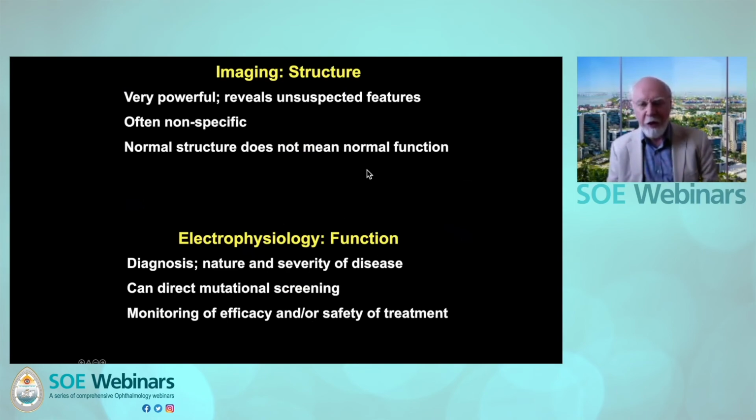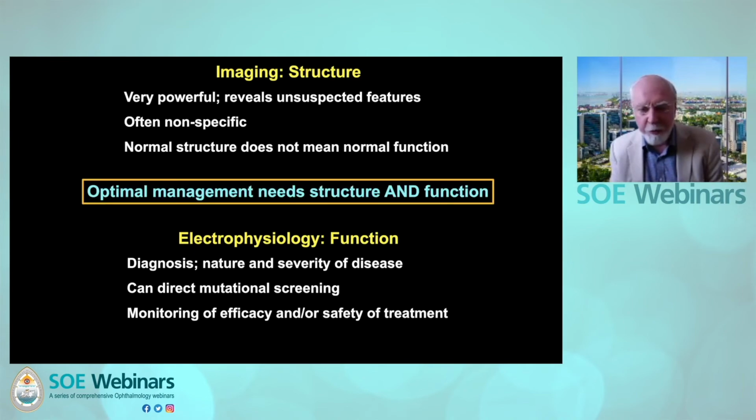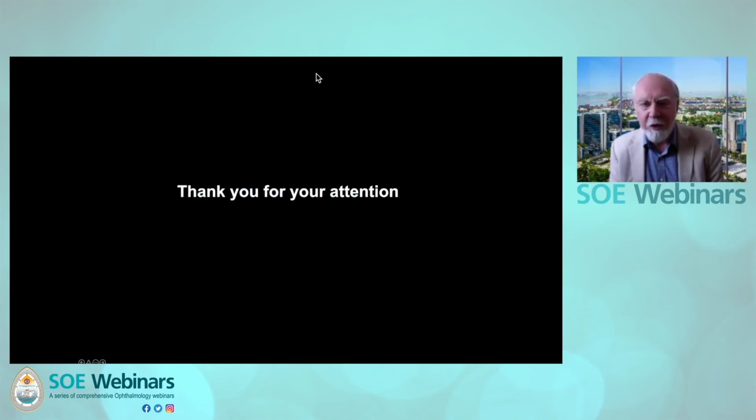So imaging is very powerful. It can reveal unsuspected features, but it's often non-specific, and normal structure does not mean normal function. Electrophysiology reveals function. Occasionally it's diagnostic, but it always reveals the nature and severity of the disease, which may be unsuspected. It can direct mutational screening, and, not shown here, can monitor efficacy or safety of treatment. And the most important take-home message is that optimal management needs both structure and function. Thank you very much for your attention.